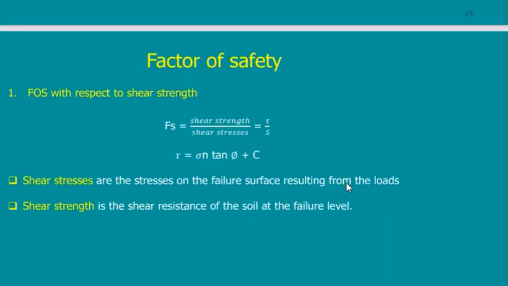Then once you assume the failure surface, you will have to calculate the shear stresses on it. Calculate the shear stresses due to the forces that are driving this slope to fail. So you have to calculate the stresses acting on this failure surface, and calculate the shear strength of this failure surface. What is the strength of this failure surface?